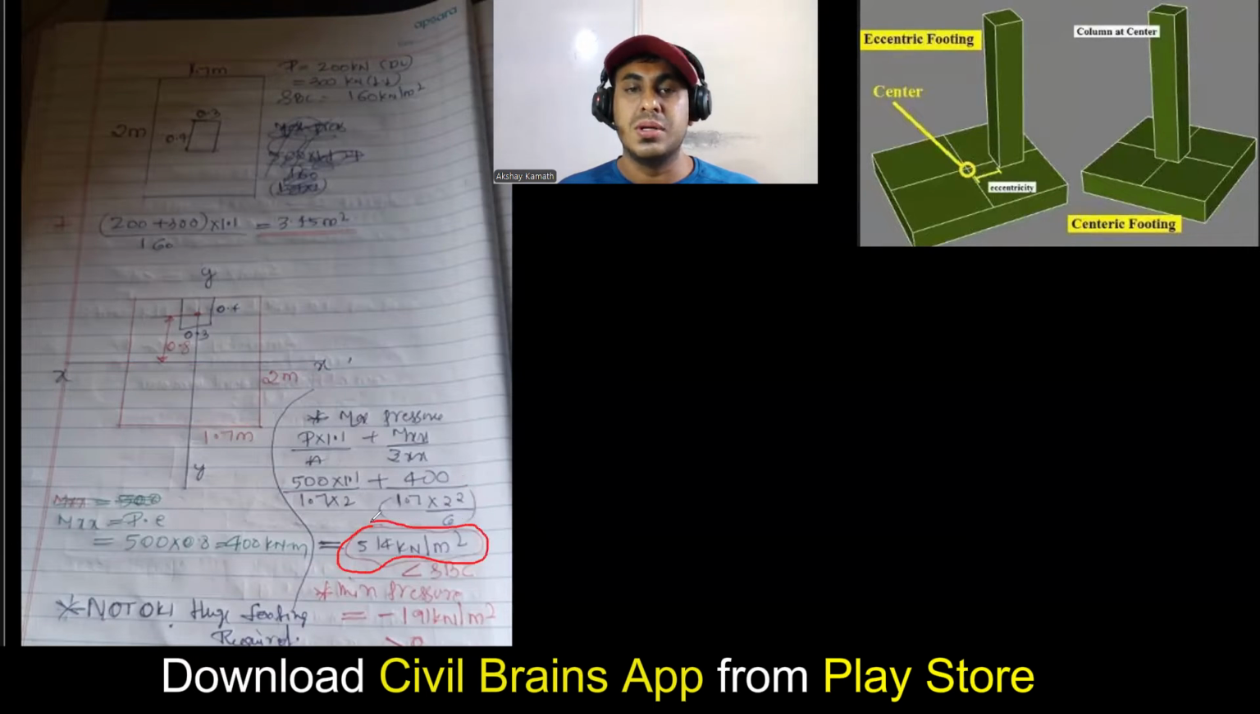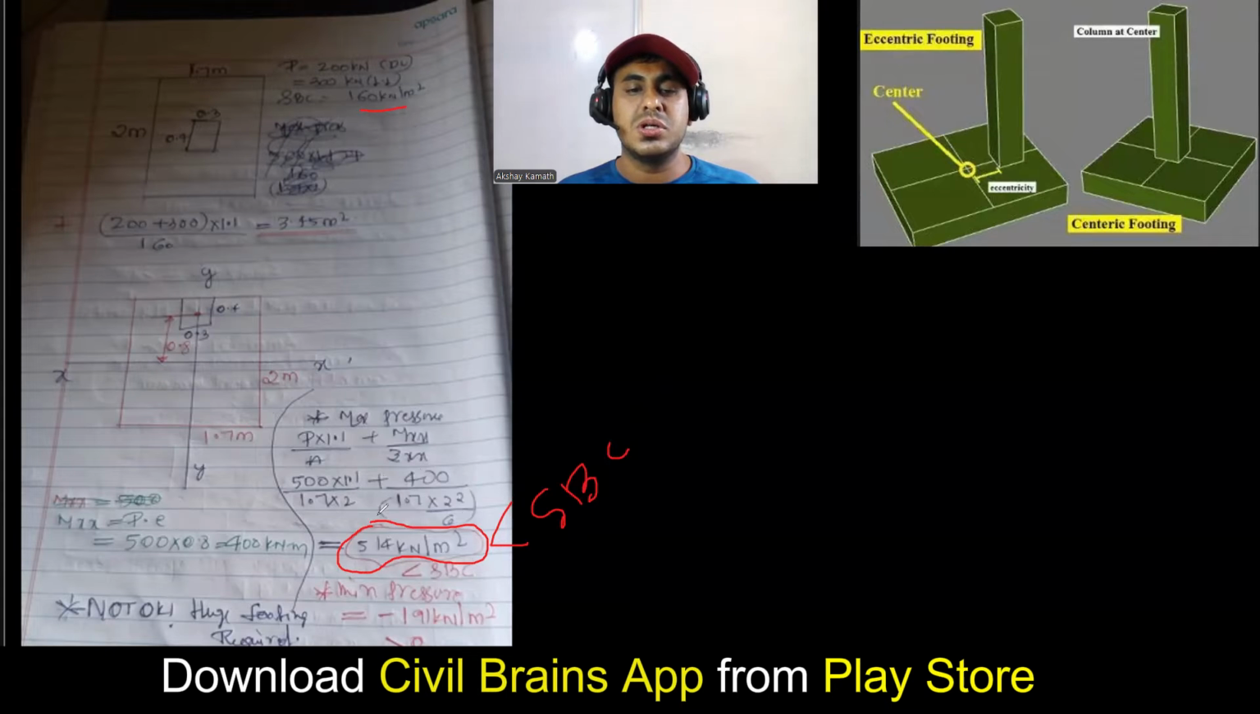It's a maximum pressure. But we know that our maximum pressure should be less than the SBC of the soil. But our SBC is how much? 160. And I'm getting 514. That means it is not safe, right? As your pressure is 514, SBC is only 160. So it is not okay.